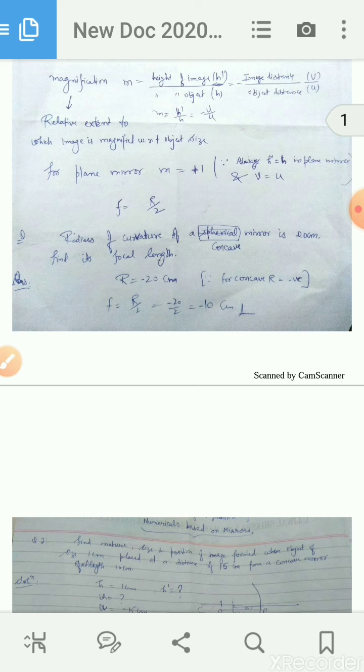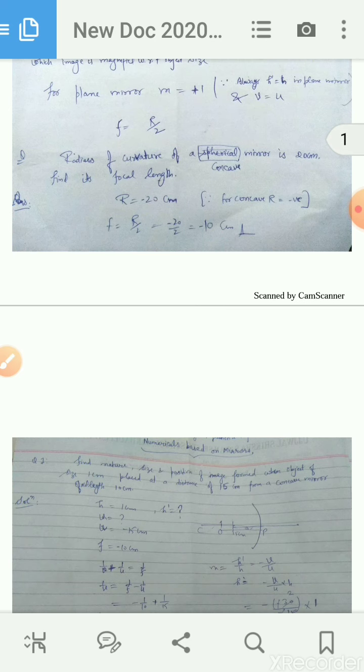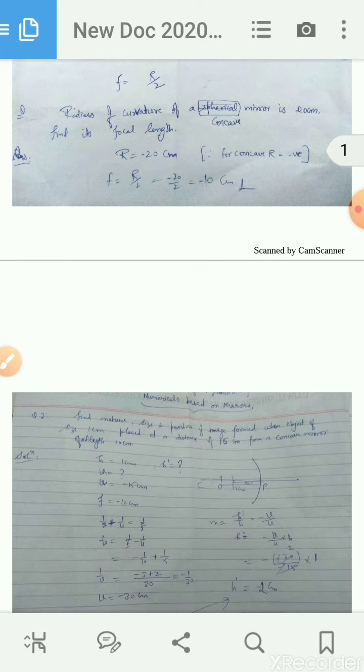There is also a relation between focal length and radius of curvature. Focal length is equal to half of the radius of curvature. A numerical based on this formula is given here. Radius of curvature is given as 20 cm for the concave mirror. So we can take it negative, because for a concave mirror the radius of curvature is on the left side, as the concave mirror is curved inward. And from this formula we can easily find the focal length.